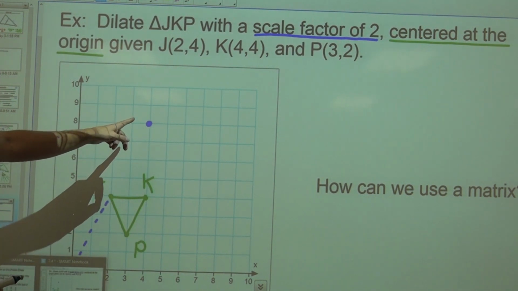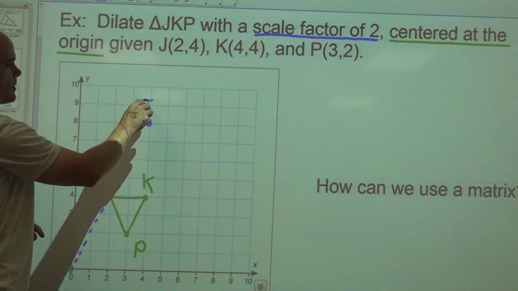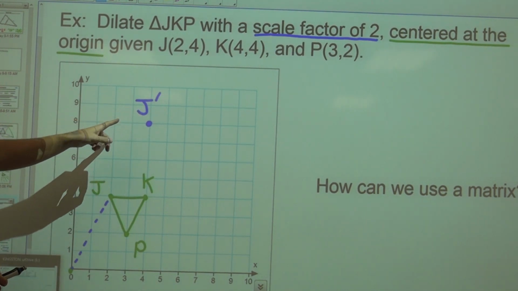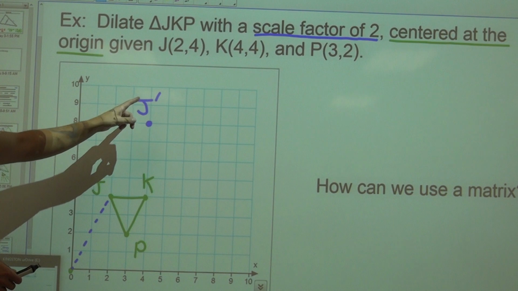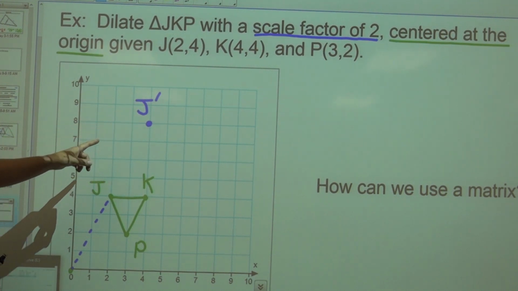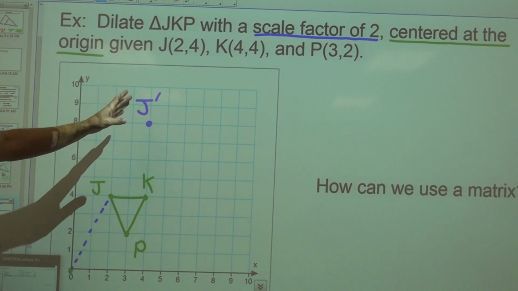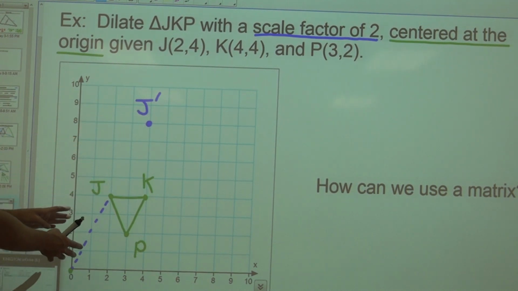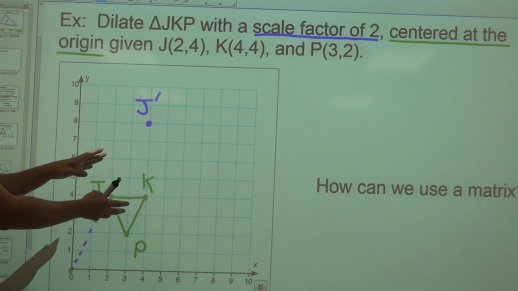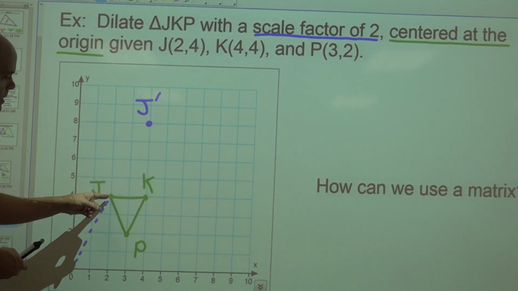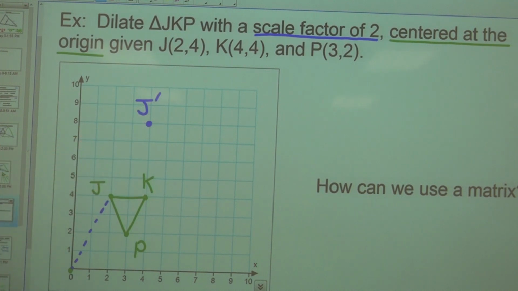And this point is called J prime. This is the new location of point J. J prime tells us that all we did is stretch out this location. This is not a random location in space, but a dilated location in space. Some sort of transformation has been performed. J used to be here, and now it's here.